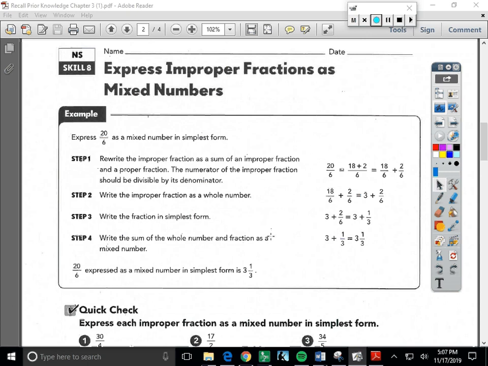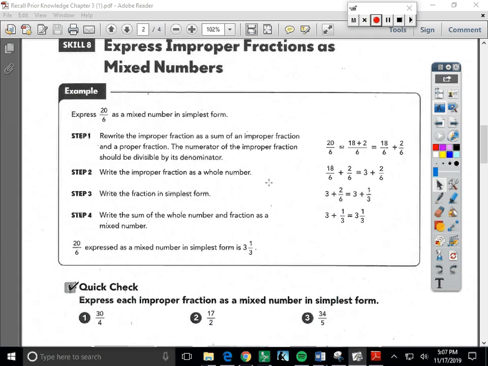You'll also move on and you'll talk about expressing improper fractions as mixed numbers. So oftentimes we end up with an improper fraction doing our math strategies or steps, but then when we're done we want to be able to give a meaningful answer in mixed number form.